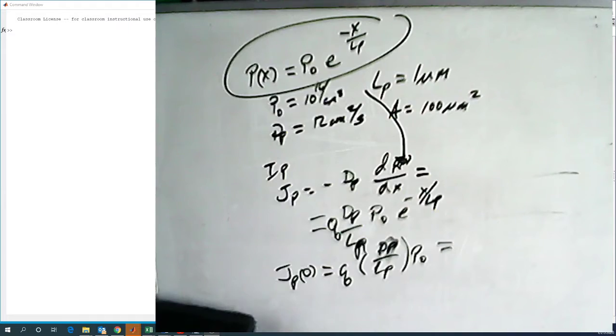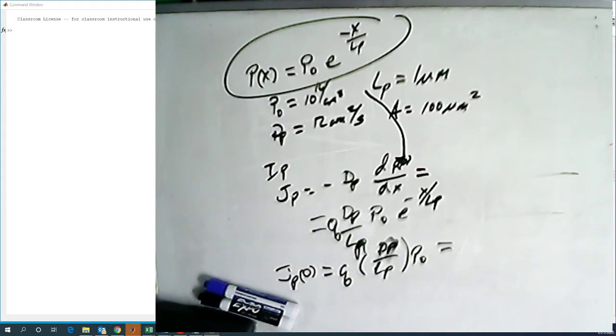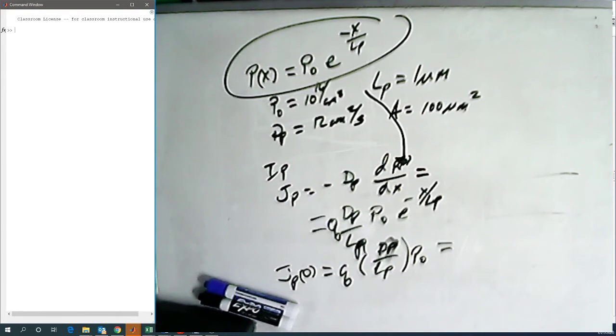This is where I'm going to cruise over to MATLAB and do it there, because it's going to be easier than by hand, and you'll be able to read what I type. Q is equal to what we have saved, P0 is equal to 10 to the 16, LP is equal to 1e-6, a micron, dP is equal to 12, and A is equal to 100. When they went through this, they just did Q times dP over LP times P0, and that gives us 19,200.